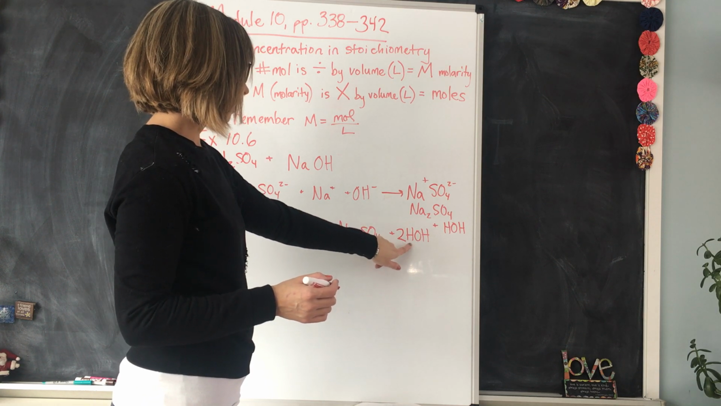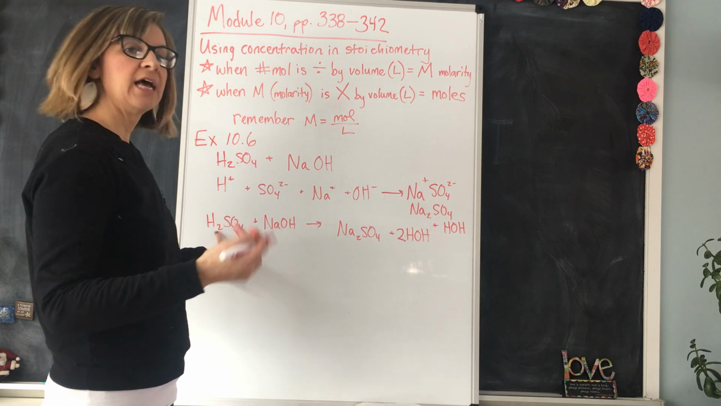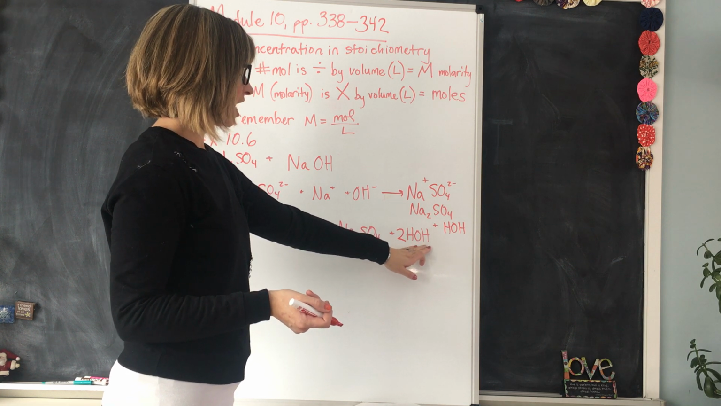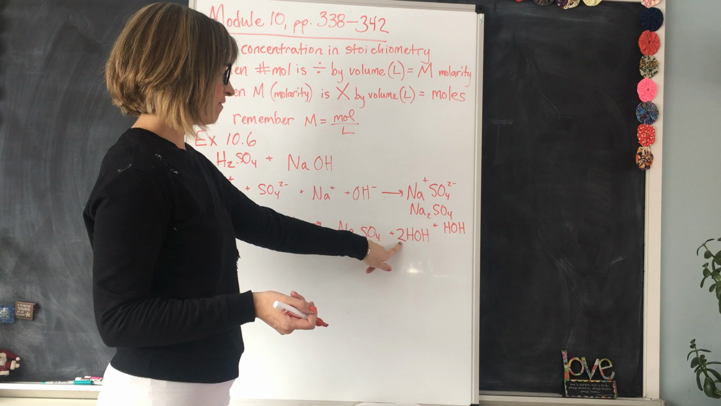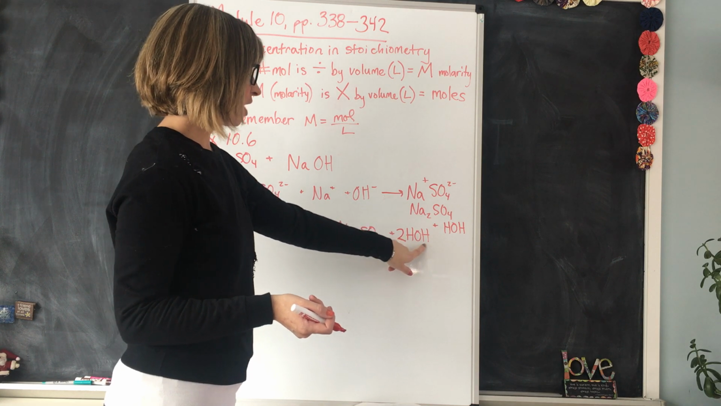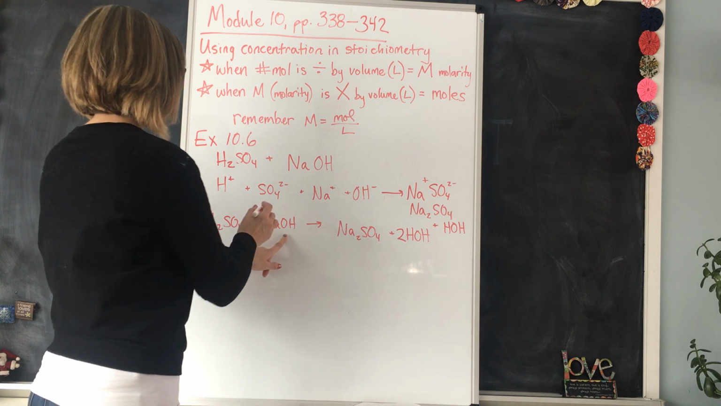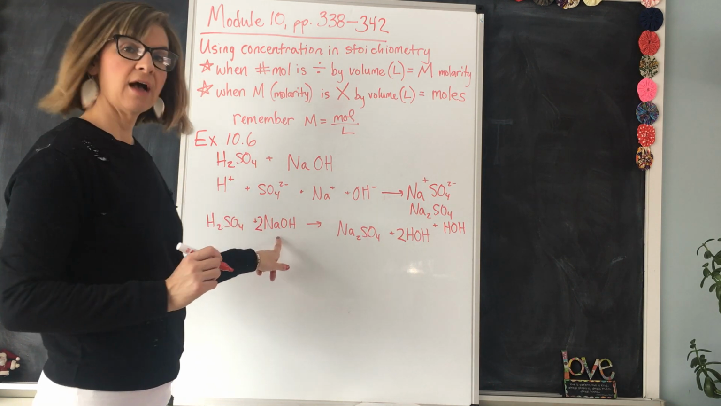Okay, now that we have 2 H's on the right and 2 H's on the left, now I will look at hydroxide. I now have 2 hydroxides on the right because of my big 2 coefficient out front. 2 hydroxides on the right, so I need 2 on the left in my reactants. So I'm going to put a big 2 coefficient out front of this compound.